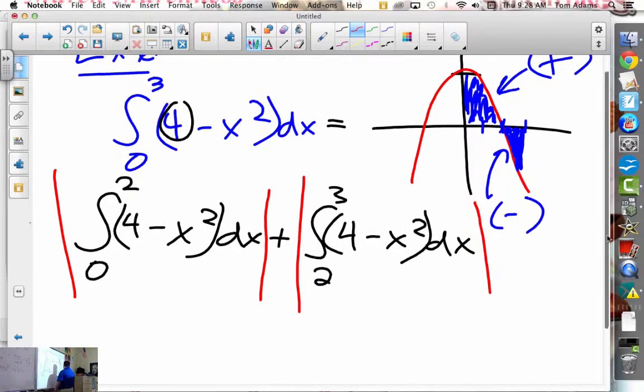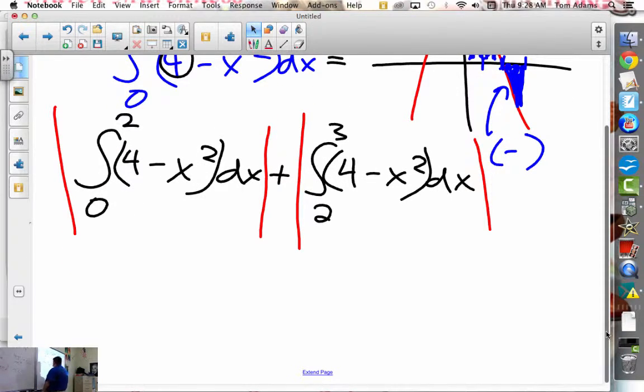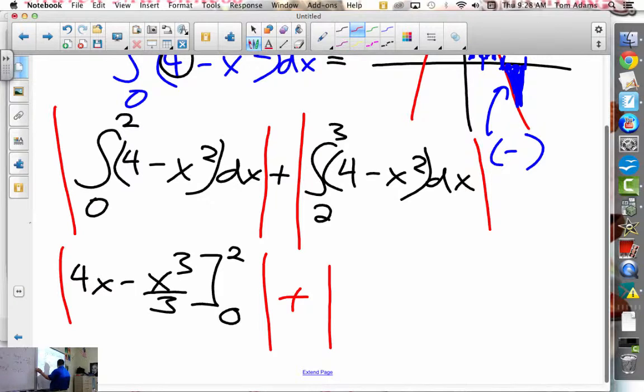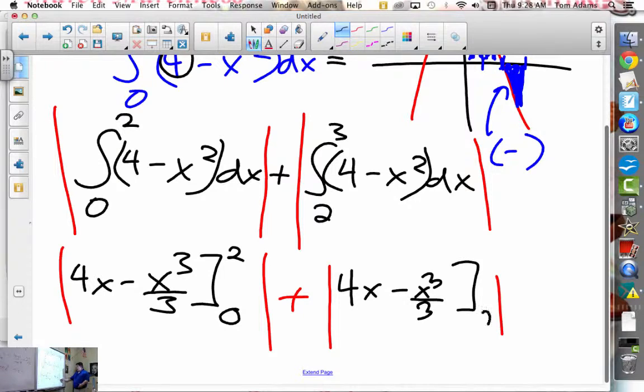All right, so I got to do 4 integrations. So using the fundamental theorem of calculus, I'm going to take the antiderivative of this. And so I'm going to say 4x minus x cubed over 3 evaluated from 0 to 2, and I want to take the absolute value of that and add that to the absolute value of the same thing, 4x minus x to the third all over 3 evaluated from 2 to 3.